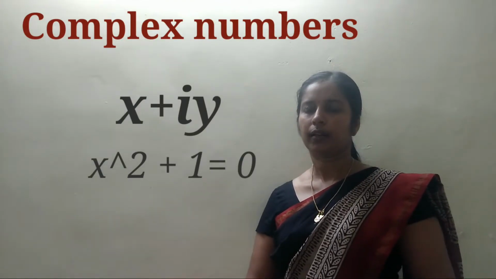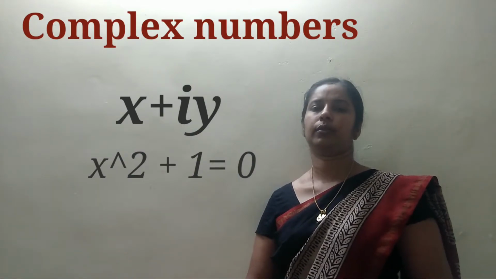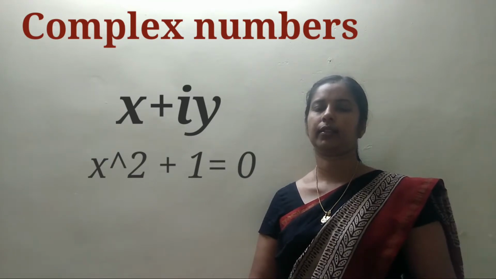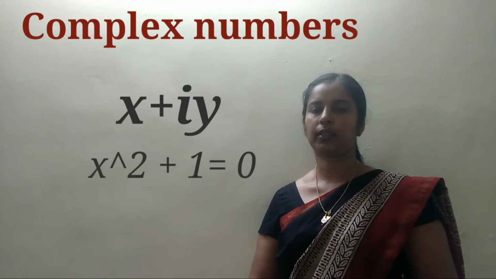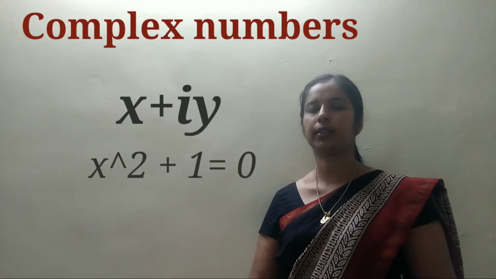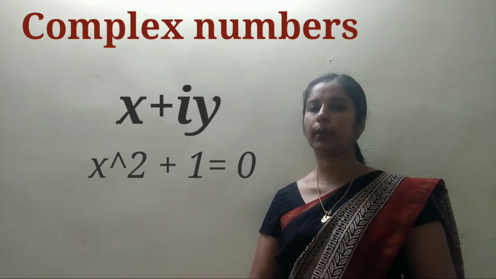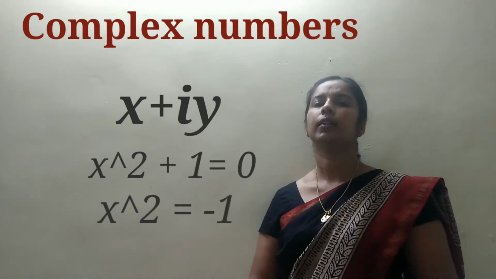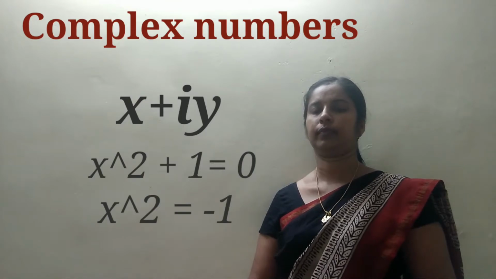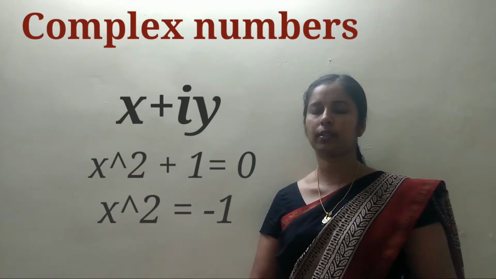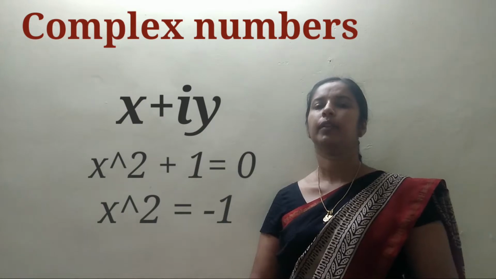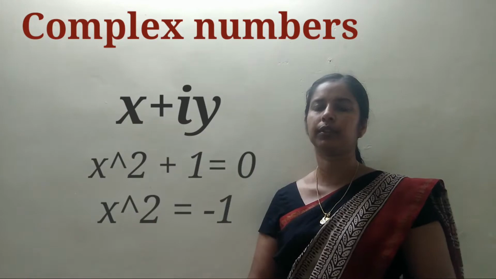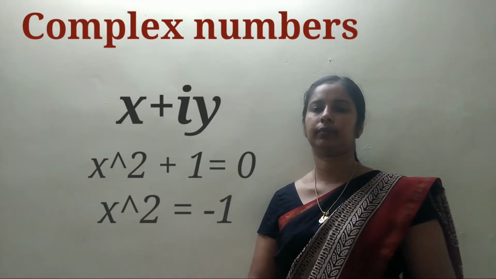We have to solve this equation. That is, we have to find the values of x which satisfy this equation. x squared plus 1 equal to 0. That is, x squared equal to minus 1. That is, we have to find numbers whose square is negative. Is it possible? No, it's not possible because the square of any real number is positive. But here we have to find real numbers whose square is negative, which is not possible.